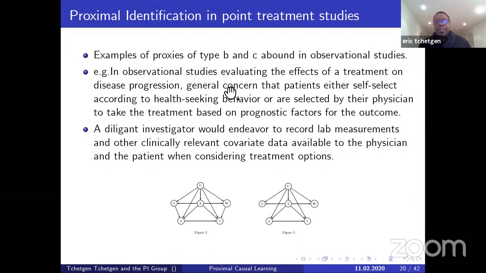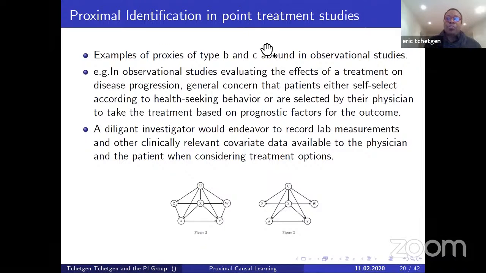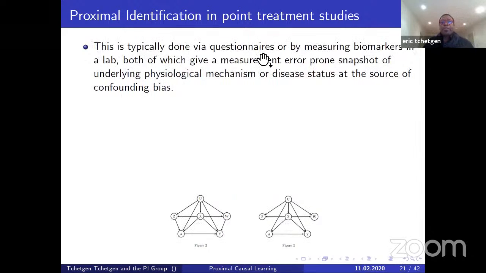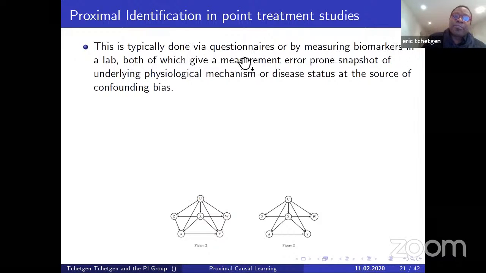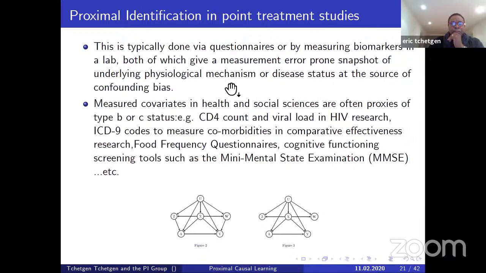A diligent investigator will endeavor to record lab measurements and other clinically relevant covariates data available to the physician and the patient when considering treatment options. This is typically done via questionnaires or by measuring biomarkers in the lab, both of which give a measurement error-prone snapshot of an underlying physiological mechanism of disease status at the source of confounding bias. Measured covariates in health and social sciences are often proxies of type B or C.